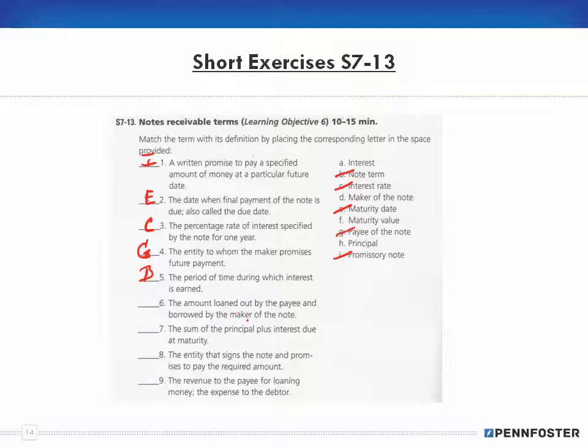The amount loaned out by the payee and borrowed by the maker of the note, that is H, the principal. The sum of the principal plus interest due at maturity is the maturity value. The sum of the principal plus the interest due. So it's the total amount that needs to be paid back, the maturity value. The entity that signs the note and promises to pay the required amount is the maker of the note. And of course, the revenue to the lender for loaning money, the expense to the debtor, that's the interest on the note itself.